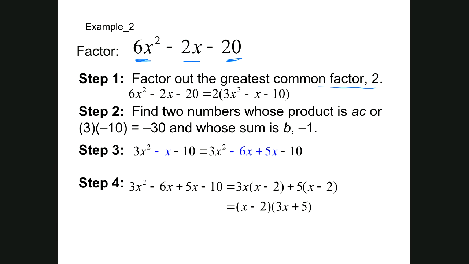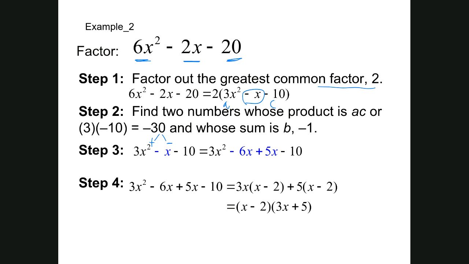We got 3x squared minus x minus 10 in here. So A is 3, C is negative 10. So A times C is negative 30. And B here is negative 1. So that means I have two numbers multiplied that should be negative. That means one should be positive, one should be negative. And then added together will be negative 1.